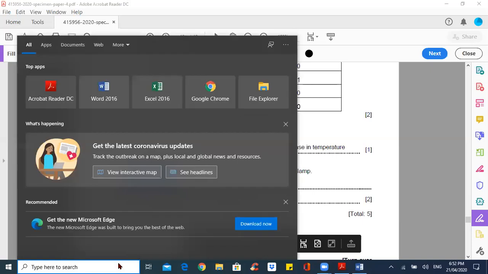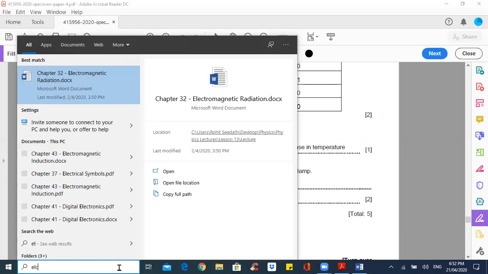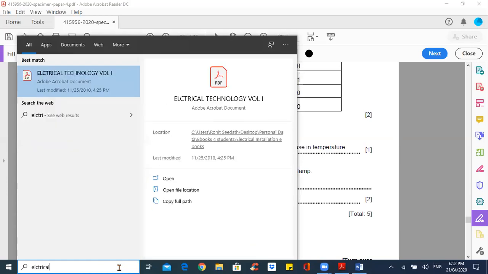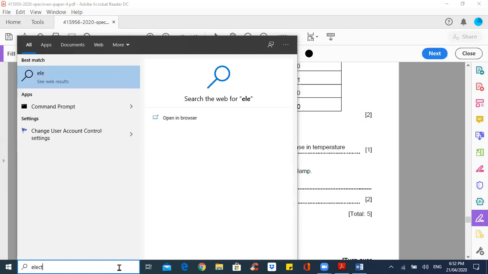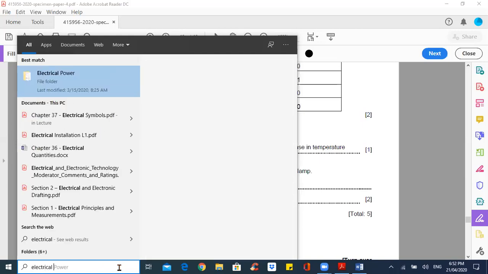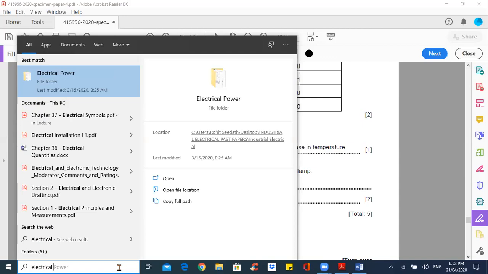So we're talking about electrical quantities.